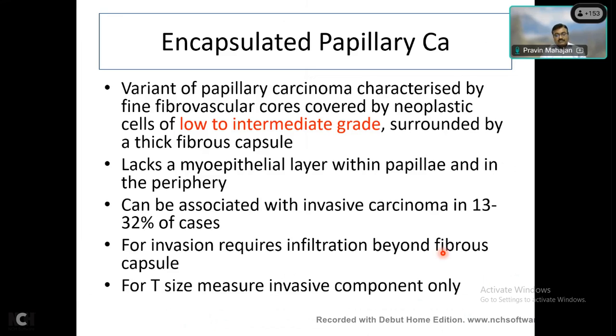And when you are to say something is invasive, you need to see invasion beyond the fibrous capsule of the lesion. That means it is into the adjacent adipose tissue or maybe other adjacent structures. So if you have to calculate the T size, you only measure the invasive component if there is any. Otherwise, you don't measure the encapsulated papillary carcinoma alone for T size for staging purposes.